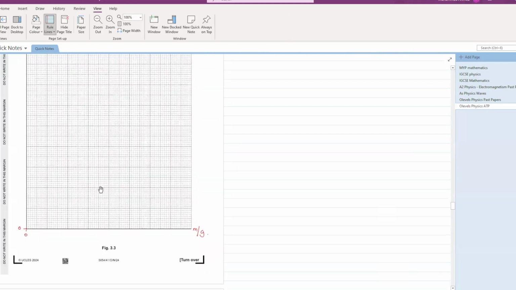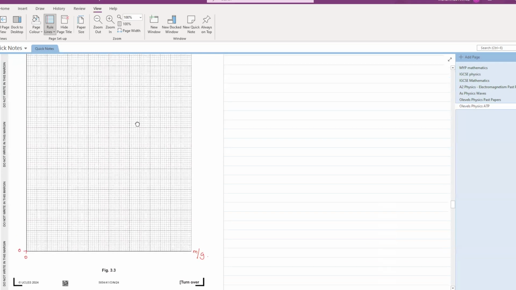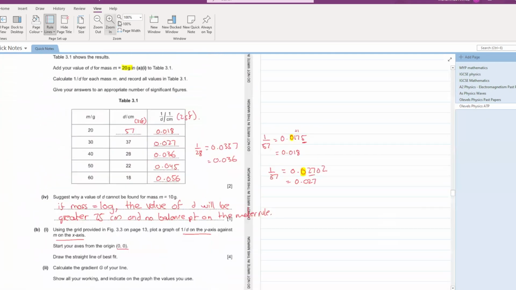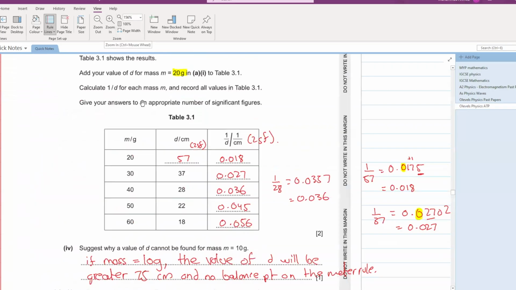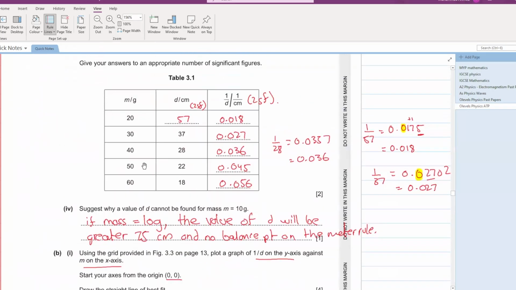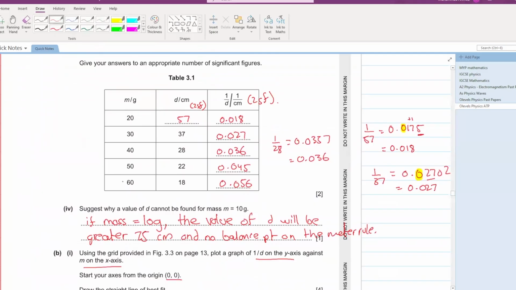How will you plot this remaining scale? Very easy. Can you realize you're starting from 0, 0? You're starting from the origin. First of all, look at the x-axis. On the x-axis, you have a maximum value of 60. What is the minimum value? Not 20, because you are starting from 0. Your minimum value will be 0.